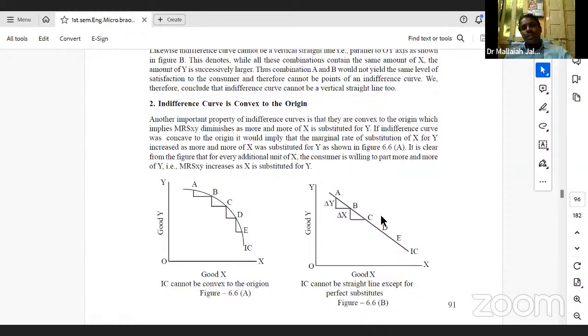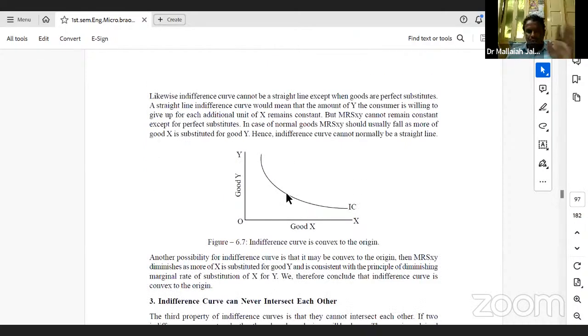Why is it convex to the origin? Because the slope of the indifference curve changes in X due to changes in Y. As I said earlier, if one commodity, that is the X commodity, is increasing, then due to increasing X, Y has to be given up. That means we are going to lose Y commodity. That is the reason why it is convex to the origin. This is also another property. These two properties are very important.